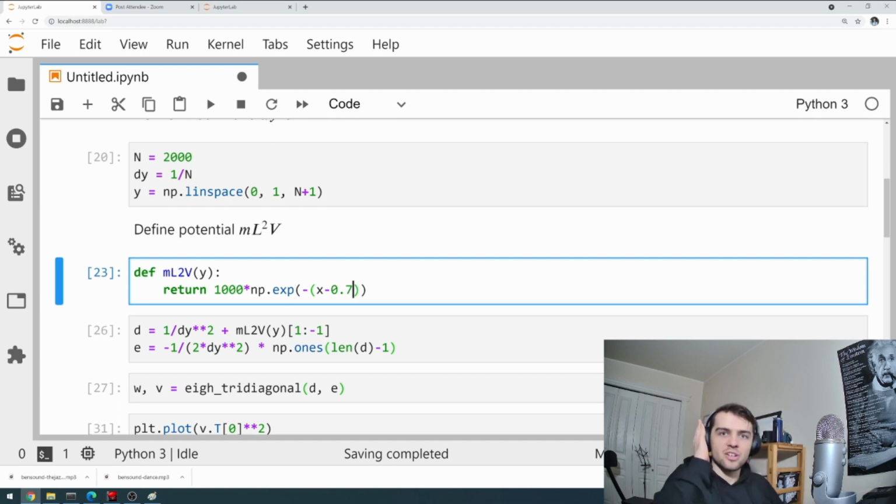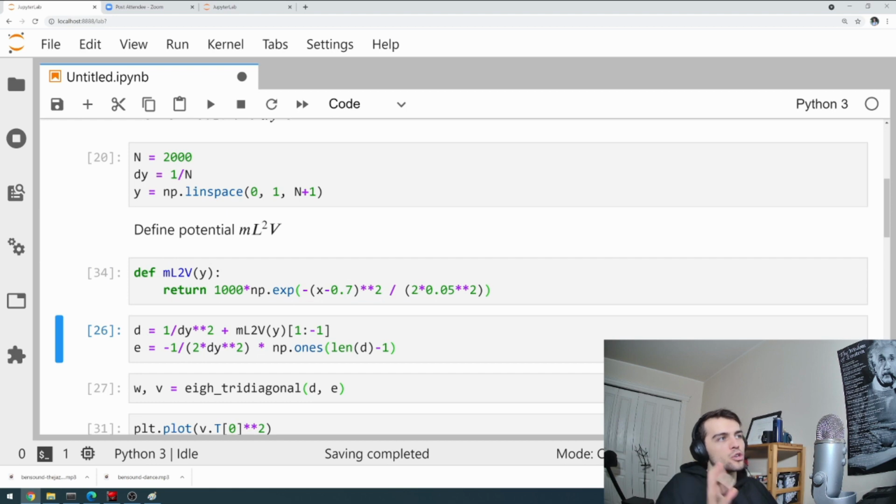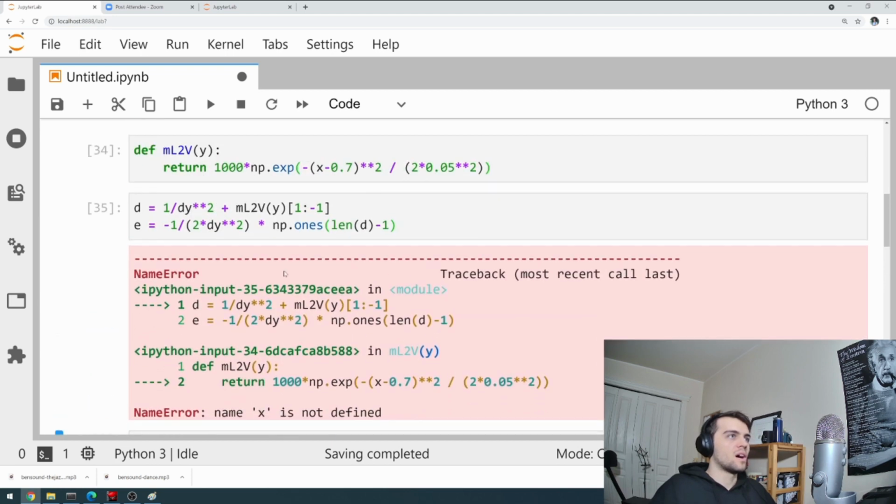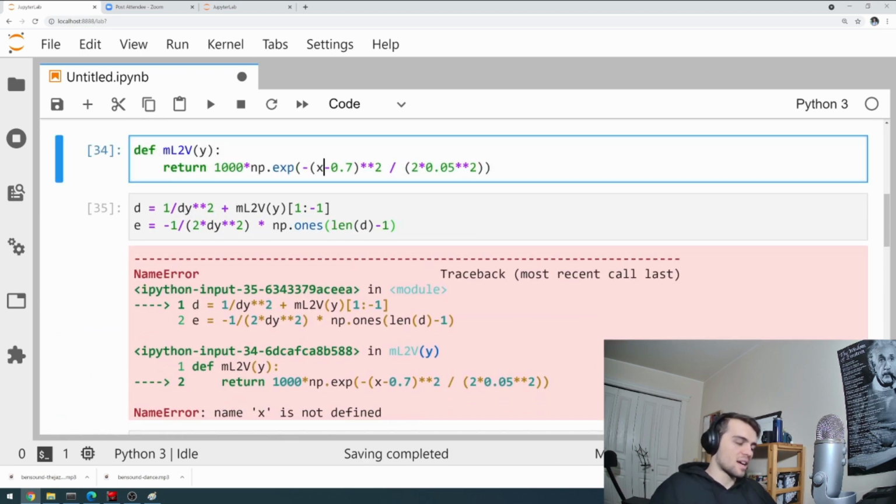That's where it's centered. It's centered at 0.7, between 0 and 1. And divided by 2 sigma squared. And I'm going to make sigma 0.05. And this should be squared as well. So here's our new potential. Let's look at the eigenfunctions and eigenenergies as well and see what happens. Once again, I accidentally used x instead of y.